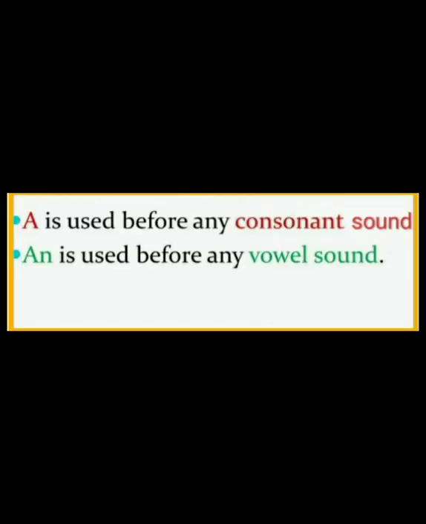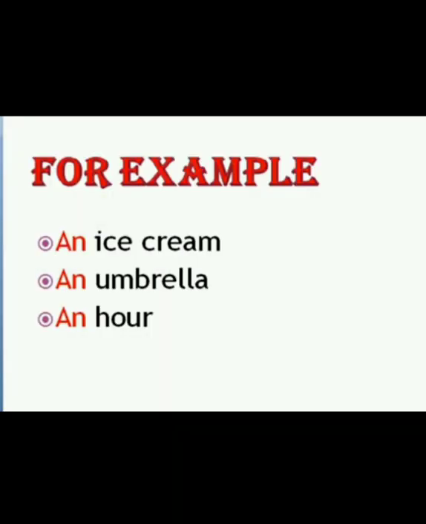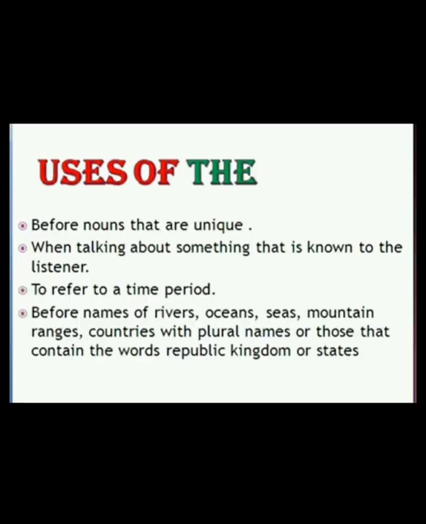We use an before words that begin with a vowel sound. For example, an ice cream, an umbrella, an hour. So here, look at the last example, an hour. Here H is silent, so the first letter is O. So O is a vowel sound. So we use here an hour. So hope you are clear about the usage of a and an. Let's move to the usage of the.